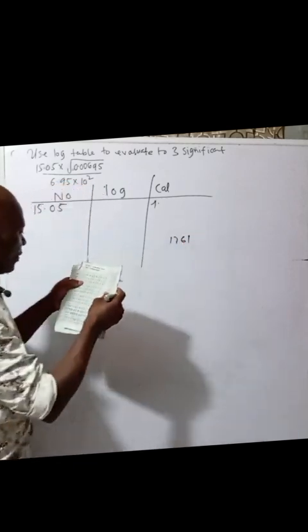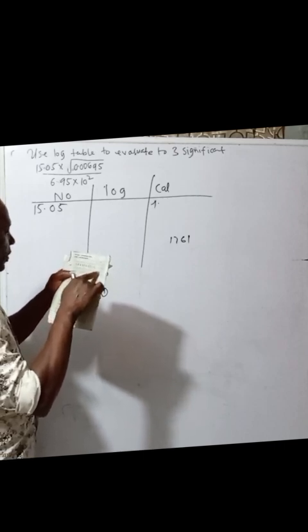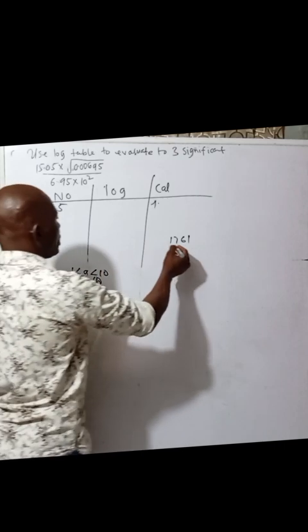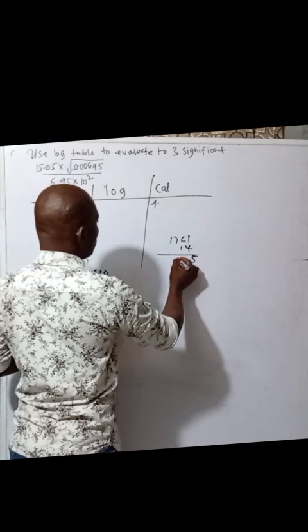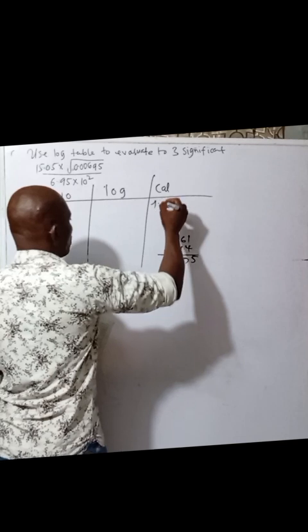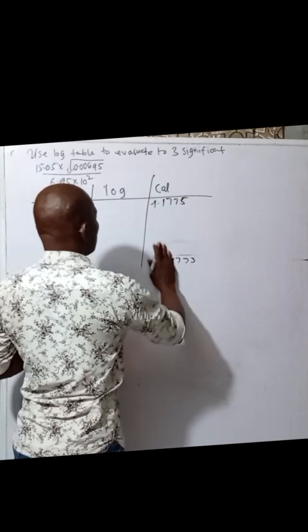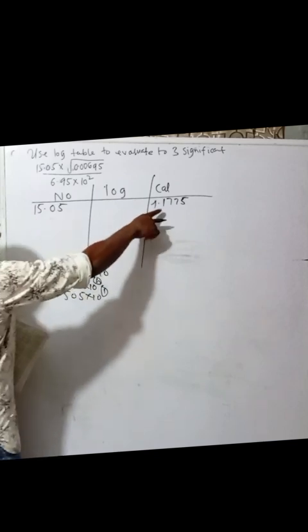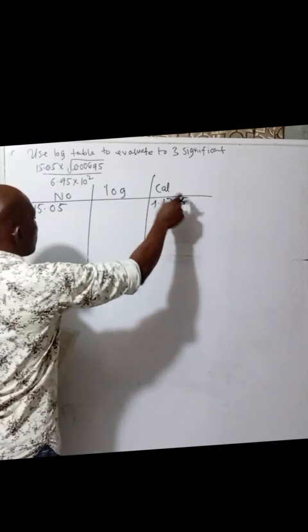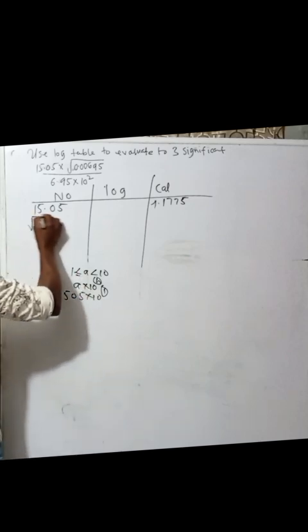So let's find the difference first. Difference 5 here is 14. So if we add, 5, 7, 7, 1, this becomes 1775. So that is the log of 15 under 0, difference 5, which is 1775.